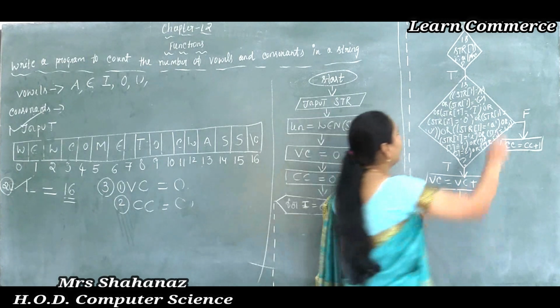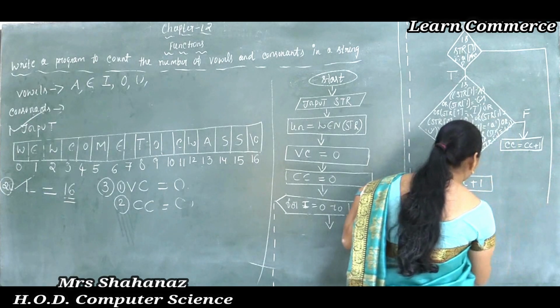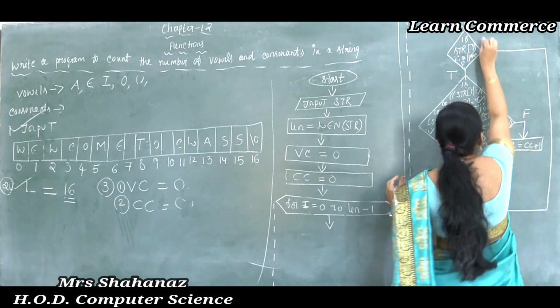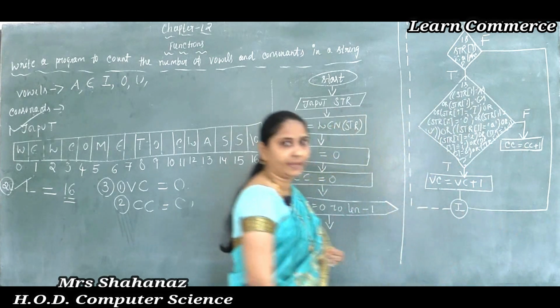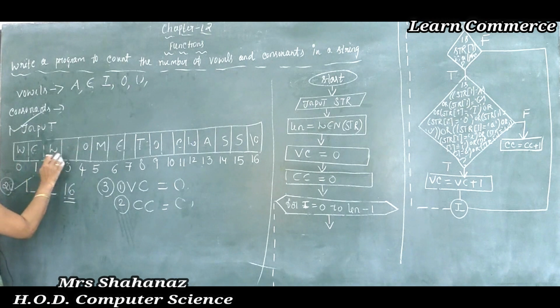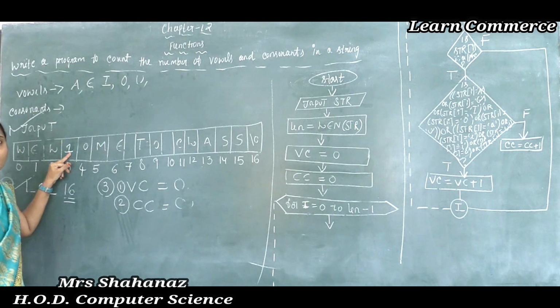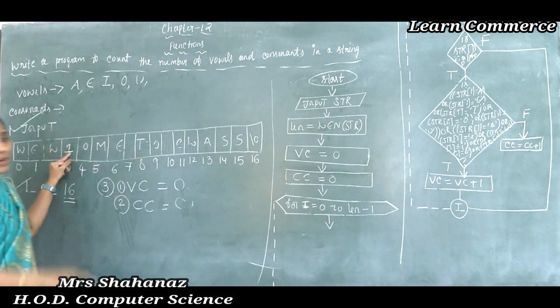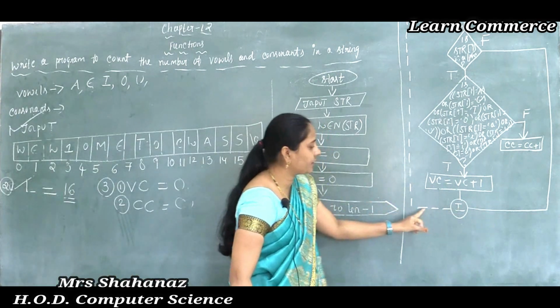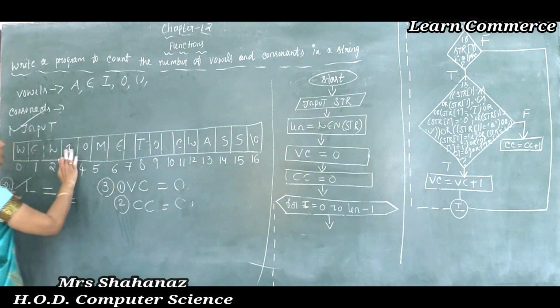Clear this point here? And if the condition is false, that means the character we are checking is not an alphabet. Correct? Maybe if you are getting a number, that means it is not called an alphabet. It is called a digit or number. So if the condition is false, it comes back here and again goes to access the next character. Clear this point?